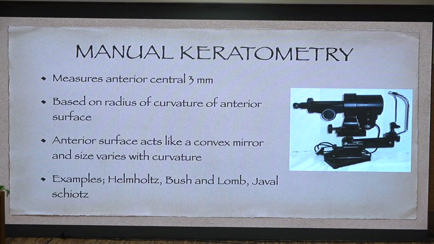Then manual keratometry, which everybody has been using for a long time. The Bausch & Lomb type was used. It studies about 3 millimeters of the central cornea. The only problem is that we are just looking at the anterior surface of the cornea. The posterior surface is not scanned with this, and it acts like a convex mirror.